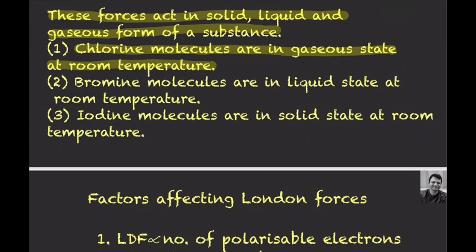Similarly, bromine is a liquid, and bromine is made up of the same type of atoms. It is linear, the dipole moment will be 0, so it is a non-polar molecule. Bromine molecules are in the liquid state at room temperature, and definitely the liquid state of bromine is because of the force of attraction between bromine molecules. Because of London forces, bromine exists in the liquid state. Similarly, iodine is a solid. Iodine molecules are in the solid state at room temperature because of London dispersion forces or induced dipole forces.